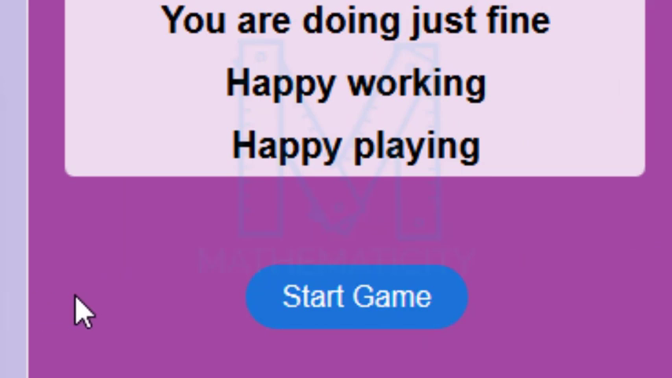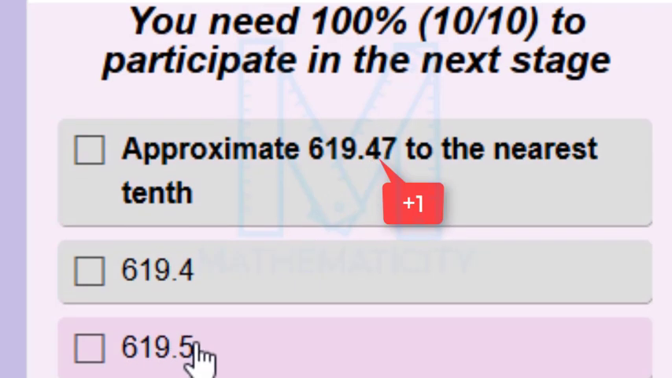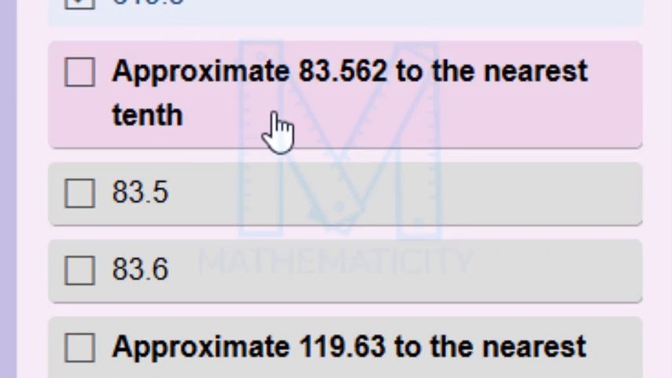So now we go over to the game. Right away, if we hit on the game button, the first question is approximate 619.47 to the nearest tenth. Of course, the tenth digit is 4, so we're going to round up 7 to make this 4, 5. So we have 619.5.